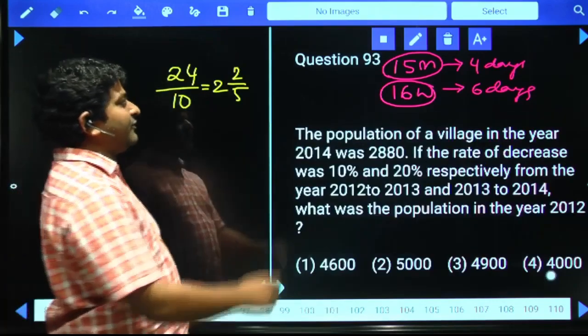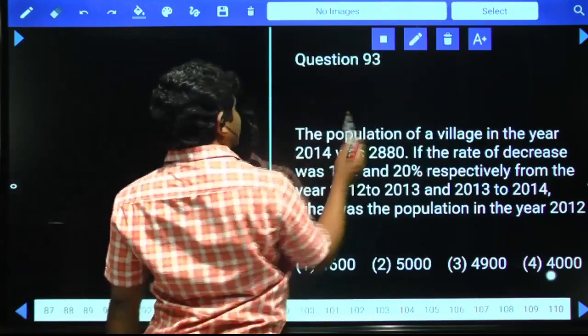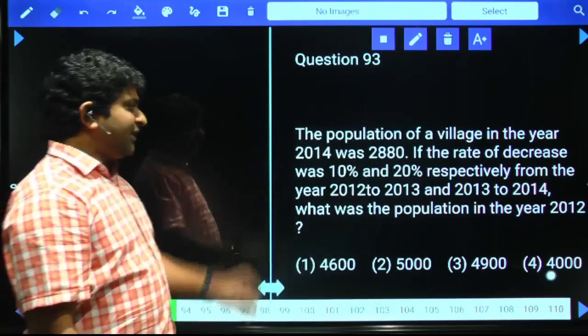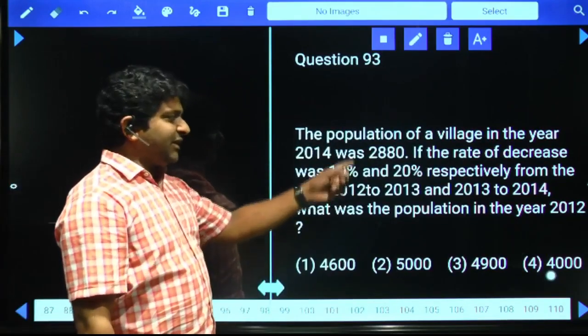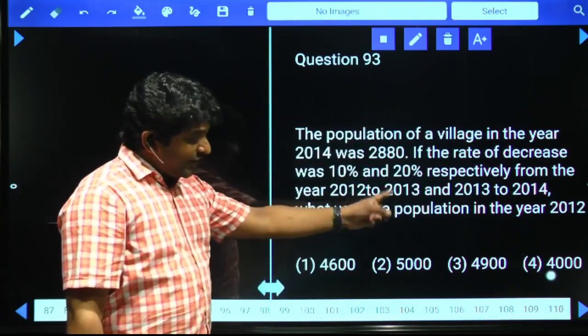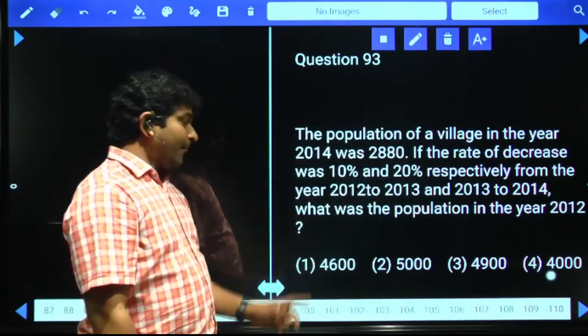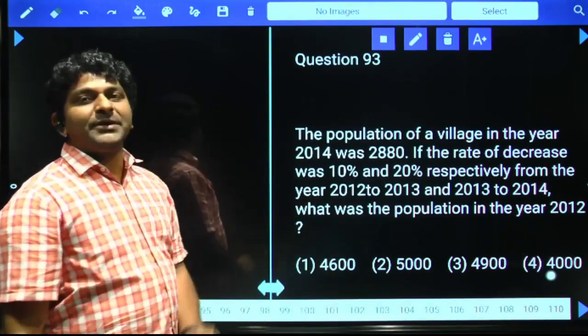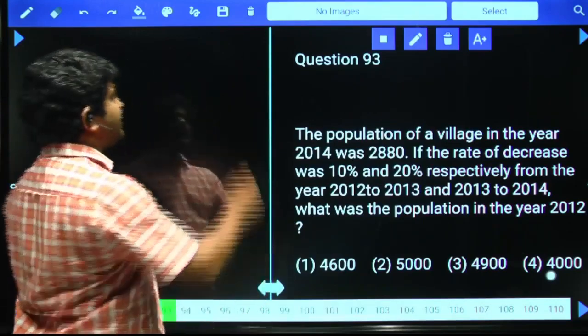The population of a village in the year 2014 was 2,880. The rate of decrease was 10% and 20% respectively from 2012 to 13 and 13 to 14. What was the population in the year 2012? We need the 2012 population. Let it be 100%.